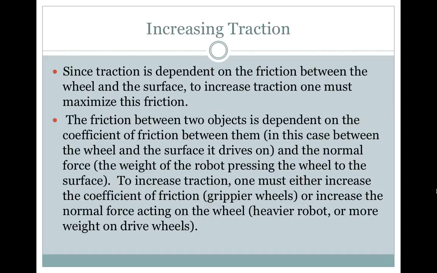Increasing traction. Since traction is dependent on the friction between the wheel and the surface, to increase traction, one must maximize this friction. The friction between two objects is dependent on the coefficient of friction between them, in this case between the wheel and the surface it drives on, and the normal force, or the weight of the robot pressing the wheel into the surface. To increase traction, one must either increase the coefficient of friction using grippier wheels, or increase the normal force acting on the wheel, a heavier robot or more weight on the drive wheels.